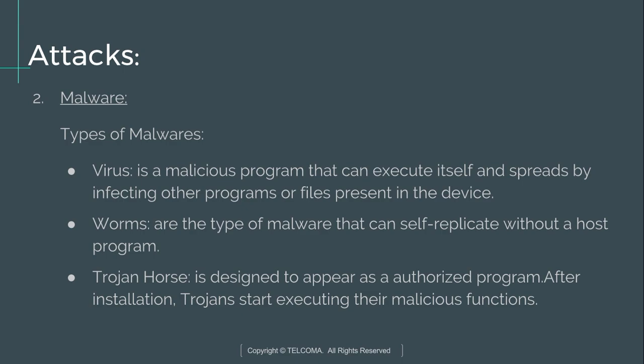Next is the worm. A worm is also a type of malware that can self-replicate without a host program. The worm is similar to the virus, but it doesn't require a host program to make its copies, whereas a virus needs the host program to make copies of itself. The next is the Trojan horse. The Trojan horse is basically designed to appear as an authorized program. So whenever a user installs this program, the Trojan starts executing its malicious functions.